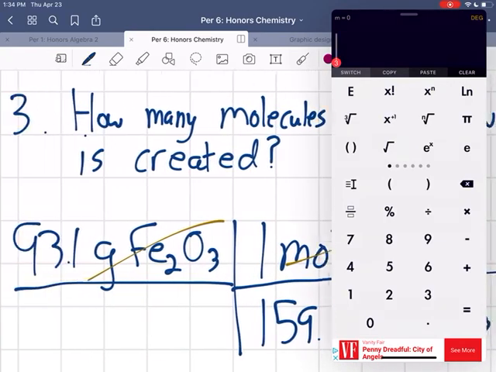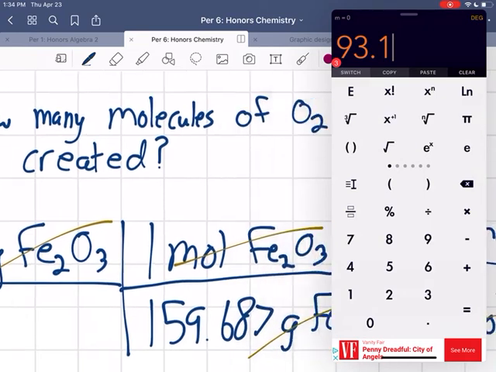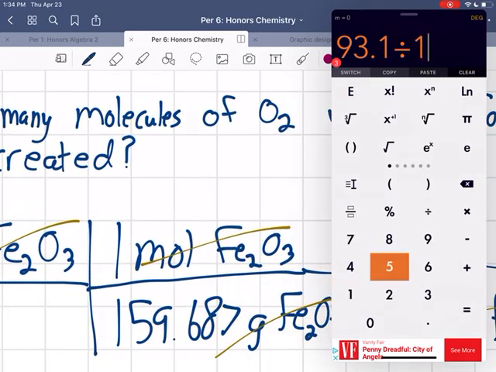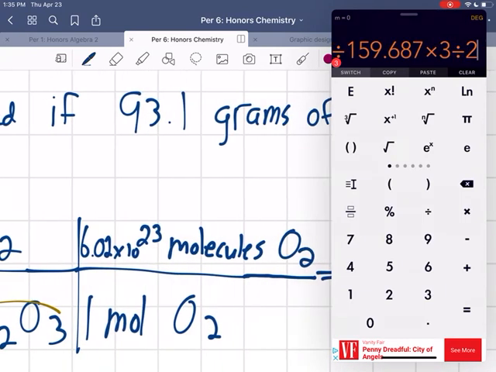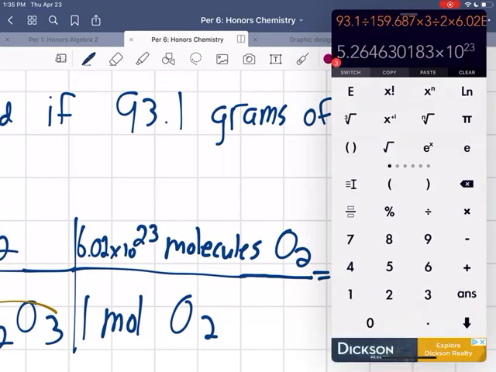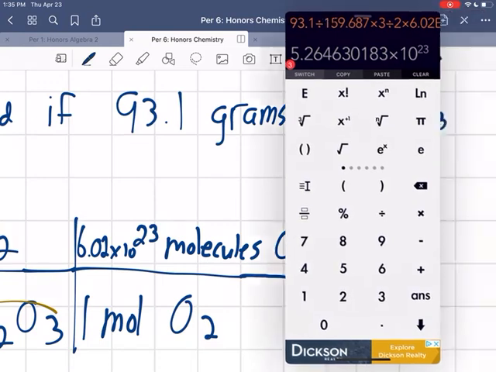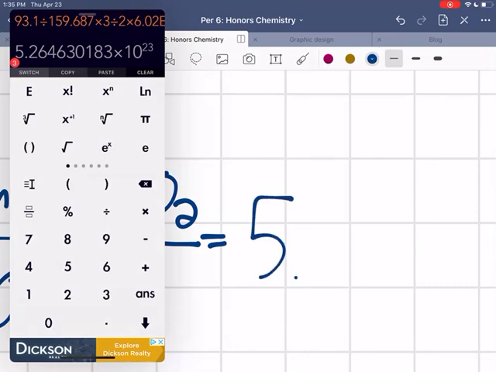Okay, let's calculate it. 93.1 divided by 159.687 times 3 divided by 2 times 6.02 e to the 23rd. The reason I can put all these into my calculator all in a row is just due to order of operations. Multiplication and division always happen simultaneously.